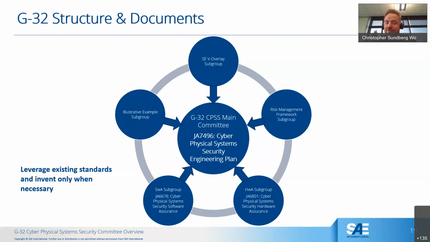The other document is software assurance, and this is JA 6678. And really, this is the assurance case for software. The reason we separate these documents is there are unique needs in hardware that need to be addressed. In software, it's going to be a little more rapid, a little more iteration. Again, software fixes everything.